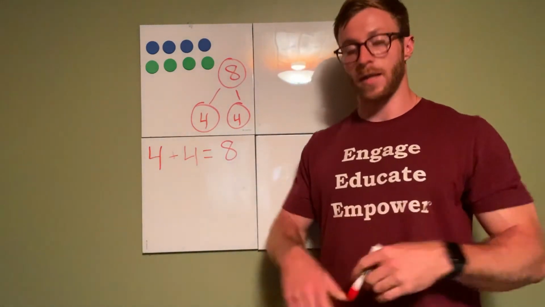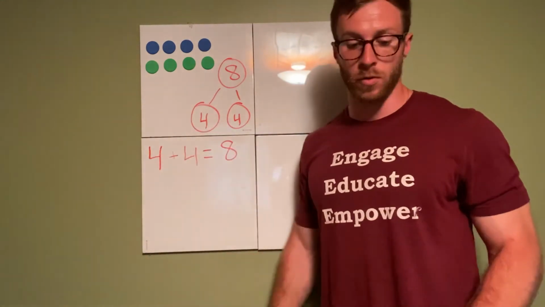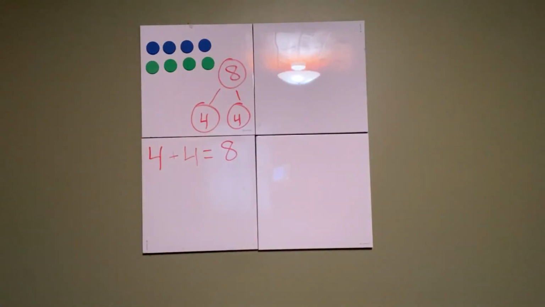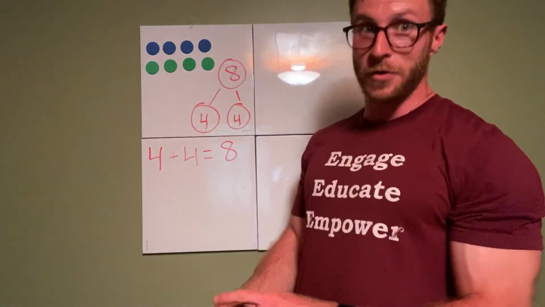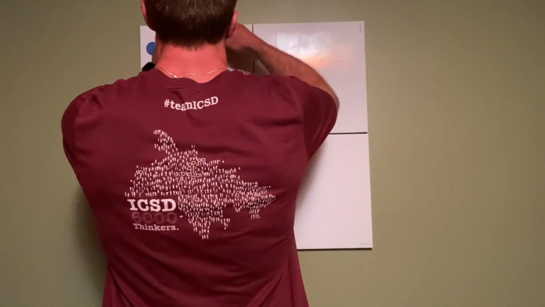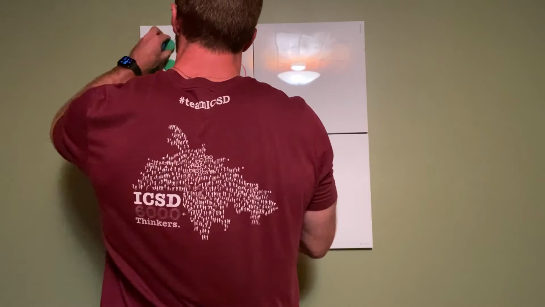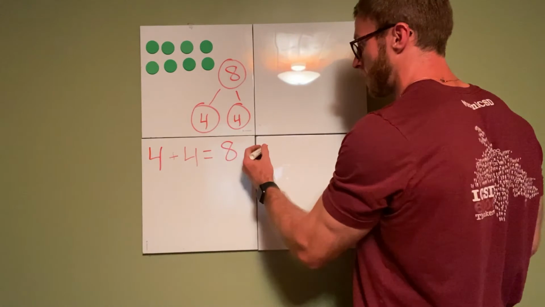All right? And to do that, I'm going to swap my 4 green circles out with 4 blue circles. Let me find another blue circle. Actually, let's see. Do I not have enough? Uh-oh. There we go. I lied. I'm going to swap my blue circles out with green circles. Okay, so we know one way to make 8 is 4 plus 4.